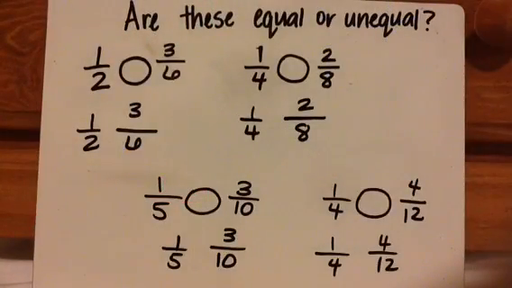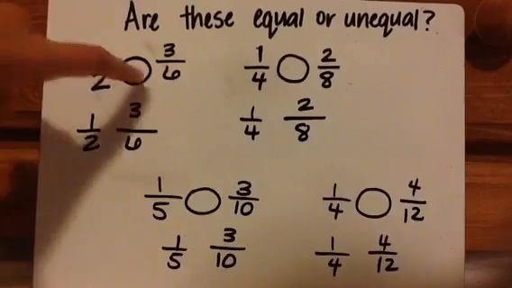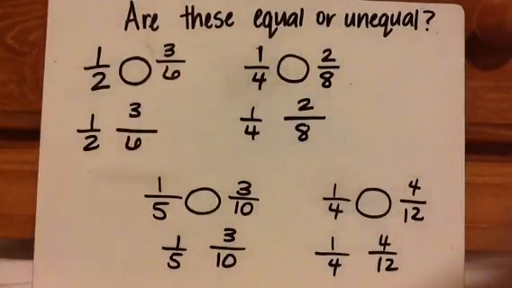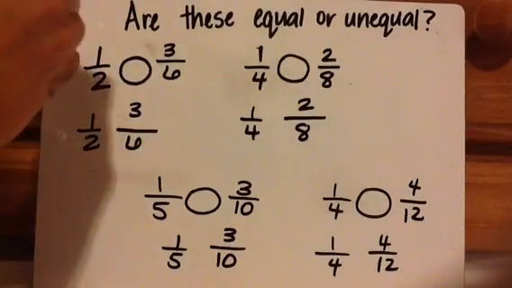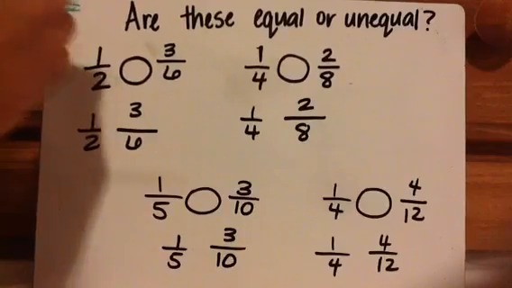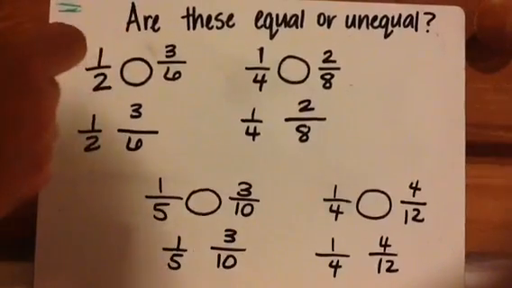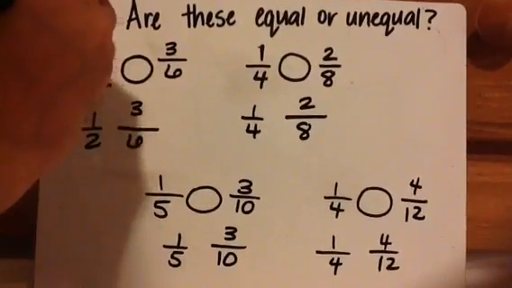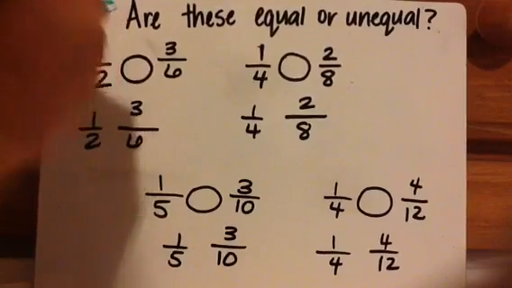Okay, so let's see if we can answer some of these questions. It wants to know if these are equal or unequal. So it says, is half equal to 3/6? So in the circle, I'm going to have to either write the equal sign, like that. I don't know if you can see. Or the unequal sign, which is this with the line through it.